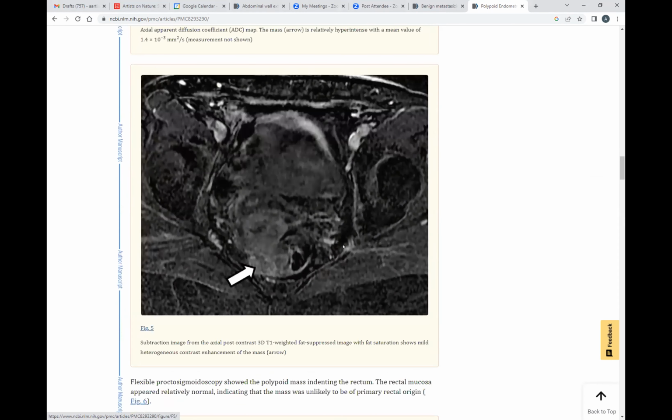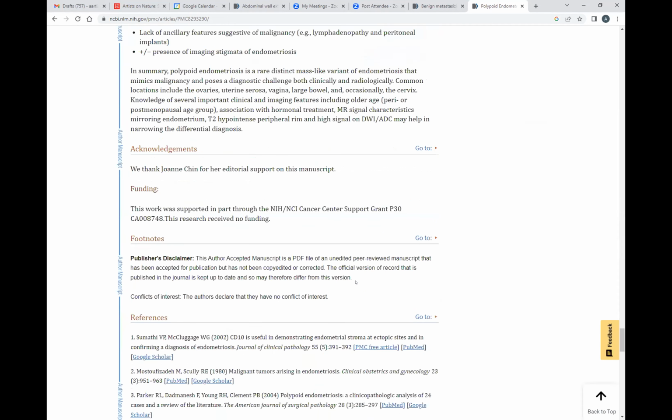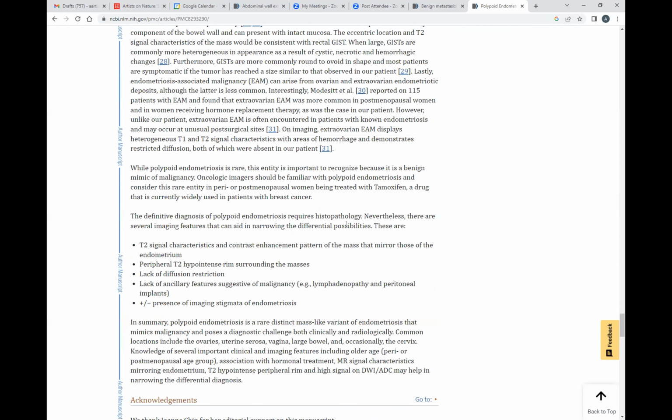And then they just say there are several imaging features that can aid in narrowing the differential: T2 characteristics that mirror the endometrium, a peripheral T2 hypointense rim, lack of diffusion restriction, and lack of ancillary features of malignancy. Interesting. Need to learn more. Yes. Okay.